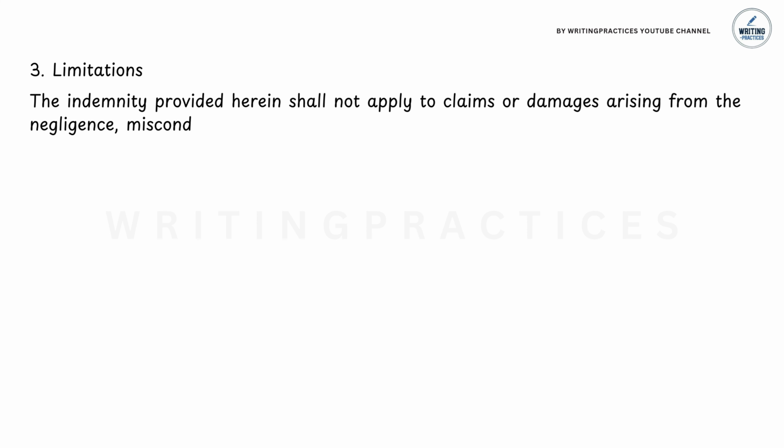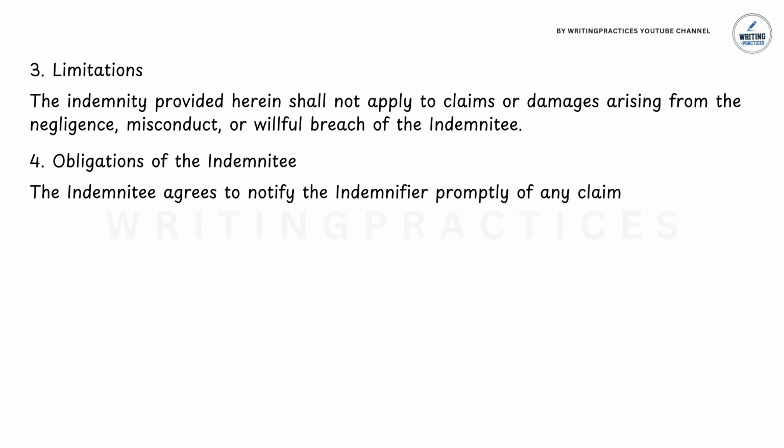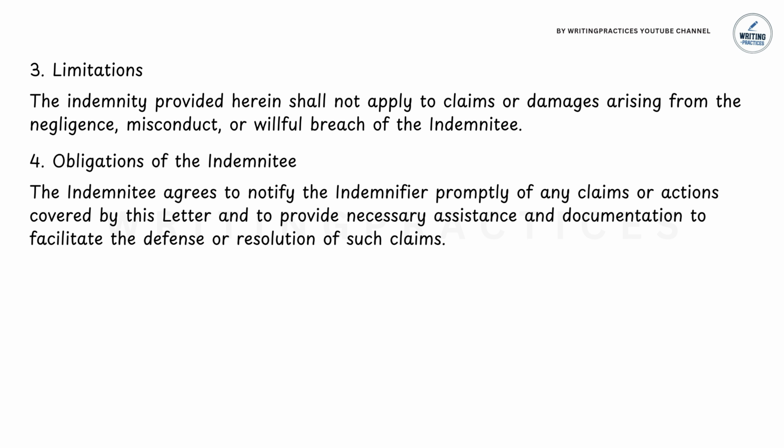Limitations. Every indemnity has limits. You'll state that the indemnity doesn't cover issues caused by the recipient's negligence, misconduct, or breach of agreement. This is important to protect the issuer from unjust claims. Obligations of the Indemnitee. This section specifies what the recipient must do, such as notifying the issuer of claims promptly and providing necessary documentation. Clear obligations ensure smooth communication if issues arise.